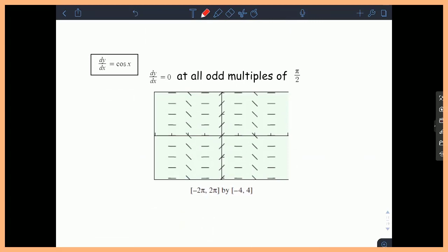Another thing you could say is the slope is equal to 0 at odd multiples of pi over 2. So pi over 2, 3 pi over 2, negative pi over 2, negative 3 pi over 2. And that literally looks like a little flat line, because the slope of a horizontal line is equal to 0. So we just put those at appropriate intervals of odd multiples of pi over 2.